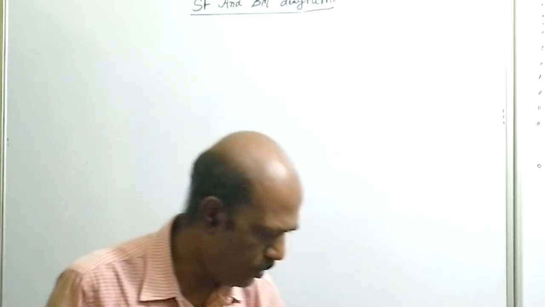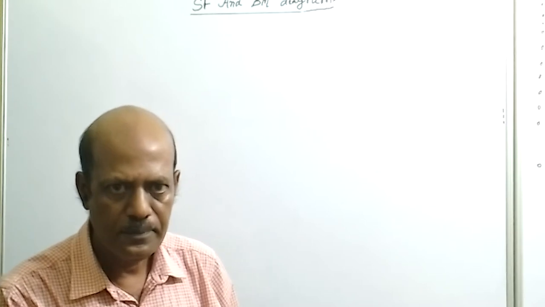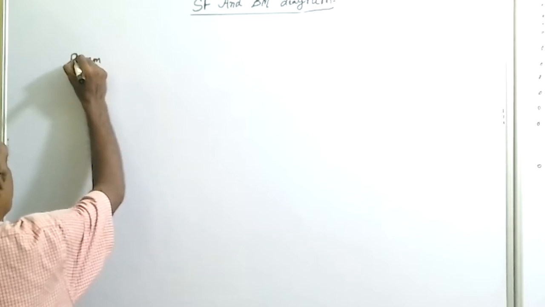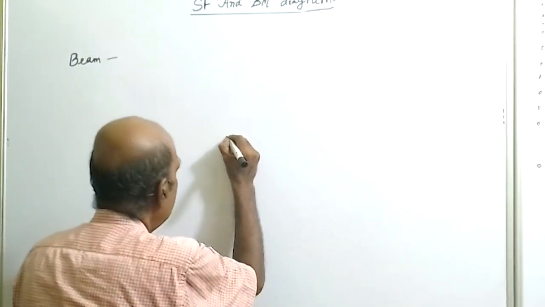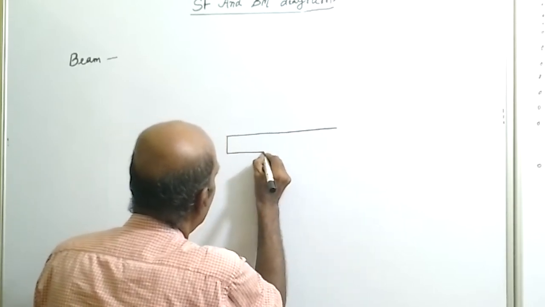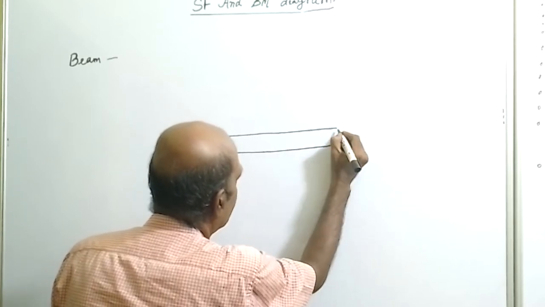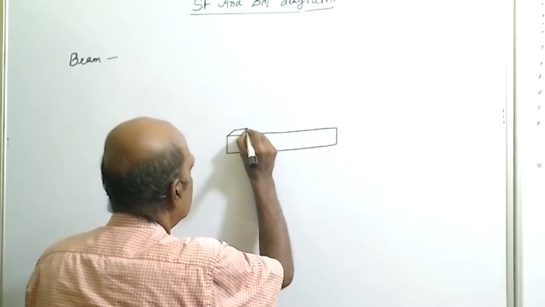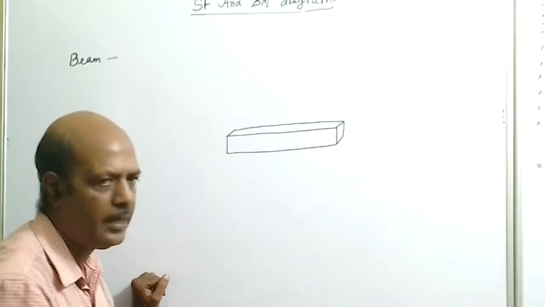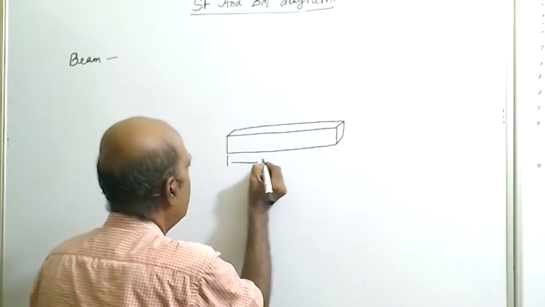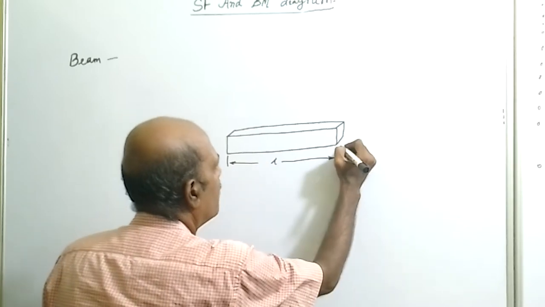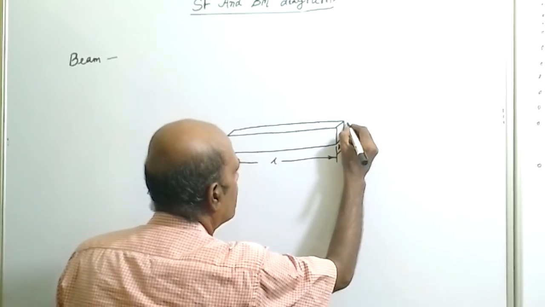In this topic we will discuss the shear force and bending moment diagram over a beam. So what is a beam? If we see, the beam is a horizontal member, which is a three dimensional body. Now if we see in a three dimensional figure, this is a beam, which has three dimensions. One of the dimensions is the length of the member, this is the width of the member, and this is the thickness of the member.